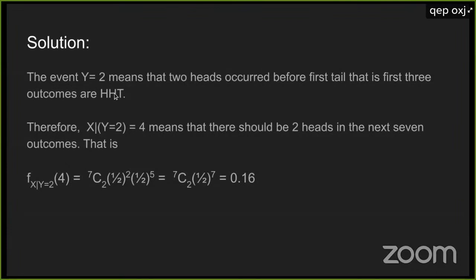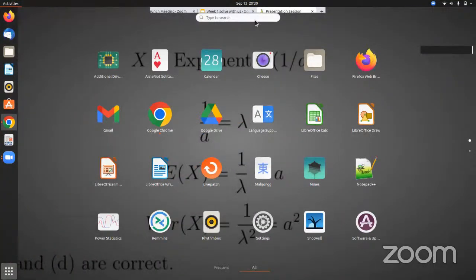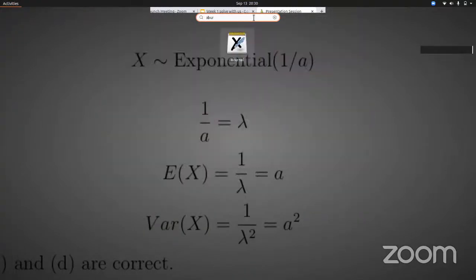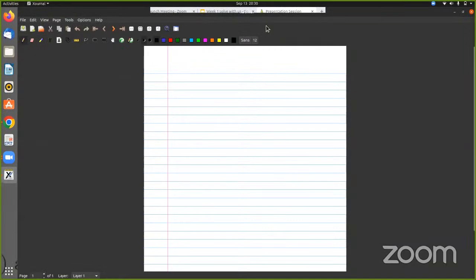Okay. So let's suppose when y equals to 2, it means that two heads and after that a tail should be there. Yes. How many tosses? 10 tosses. First of all, x equals to 4 means that there should be 4 heads in 10 tosses, correct? Yes, sir.